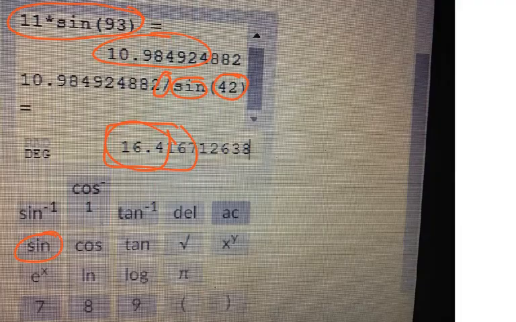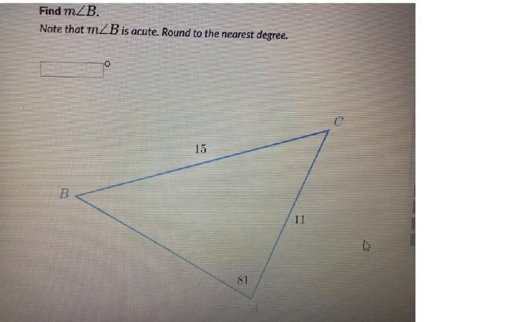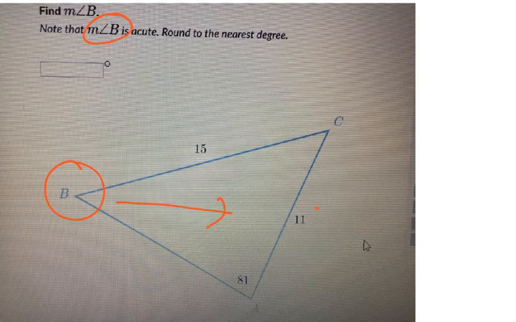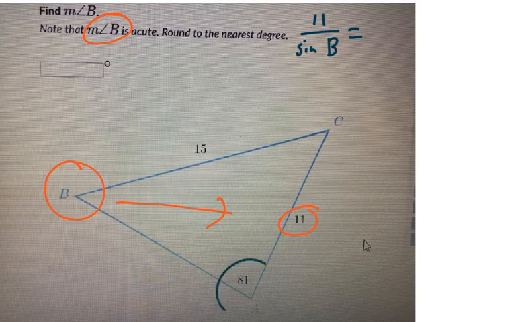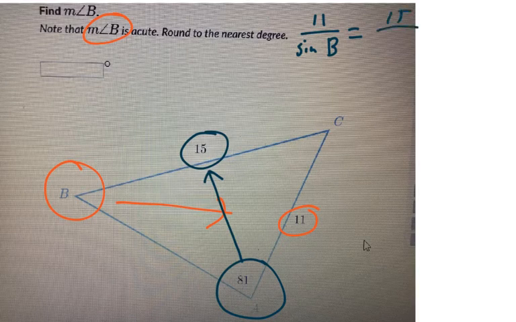Okay? All right. Let's try this one. They want angle B over here. Notice opposite of it is 11. So I'm going to set it up. 11 goes with the sine of big B. That's going to equal another ratio, right? Notice the 81 has 15 opposite of it. So 15 goes with the sine of 81 degrees.